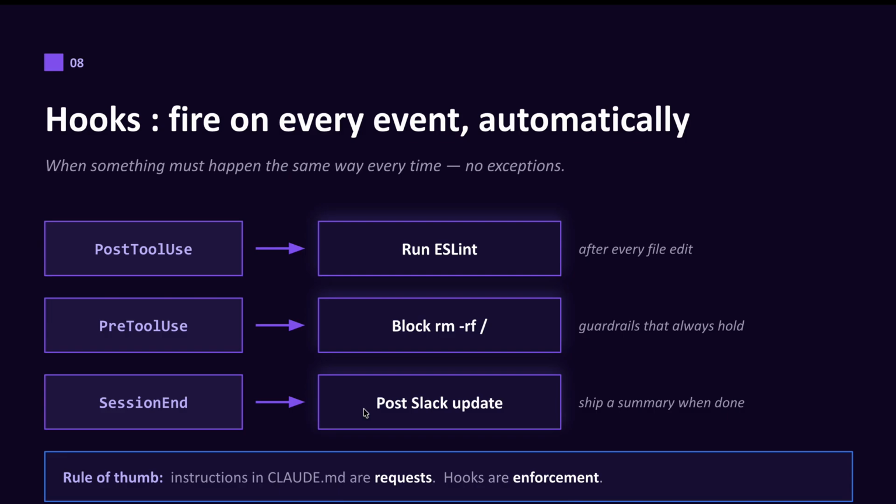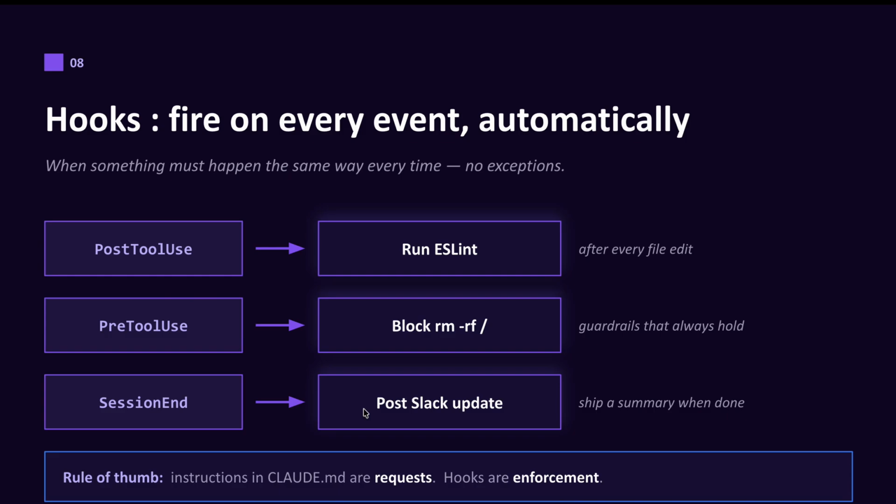So if you write a hook that runs ESLint after every file edit, it runs after every file edit. If you write a hook that blocks rm -rf, it blocks it always. If you want a Slack message every time a session ends, it sends one. Here's the rule of thumb that took me ages to internalize. Instructions in Claude.md are requests. Hooks are enforcement. If a rule absolutely must hold every time, make it a hook.